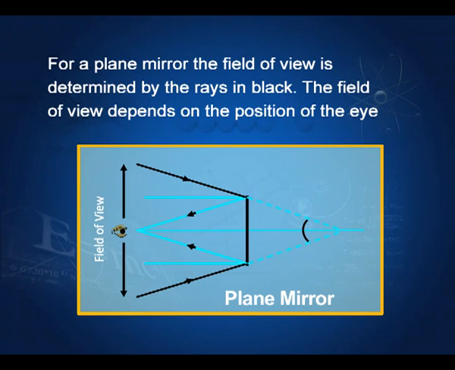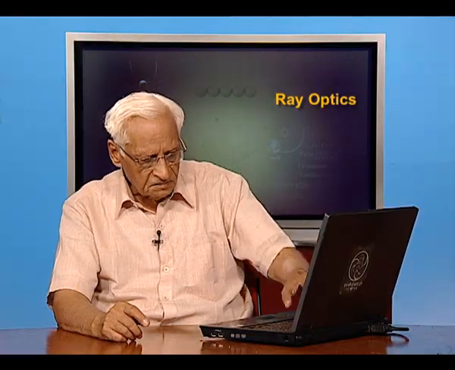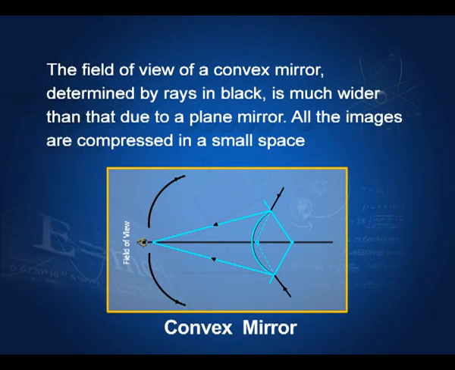If the eye is here, then only these rays, all rays in between them, can reach the eye. These rays which are outside cannot reach the eye, and therefore, they are not part of the field of view of the eye. For a convex mirror, what happens? If our eye is here, then according to the laws of reflection, if the light comes from here, after reflection this will go to the eye. Similarly, a ray coming from here, after reflection will go to the eye.